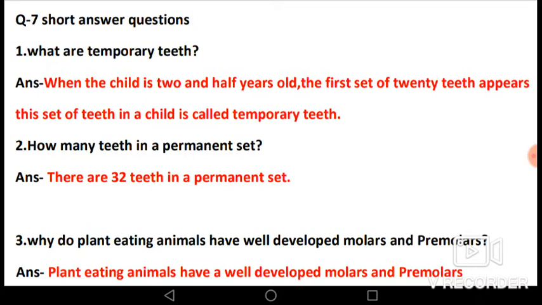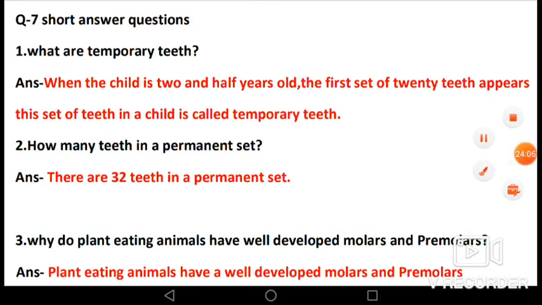The answer is when the child is 2.5 years old, means 2 years and 6 months old, the first set of 20 teeth appears, because in permanent teeth that set is of 32 teeth and this first set of teeth is 20 teeth. This set of teeth in a child is called temporary teeth.